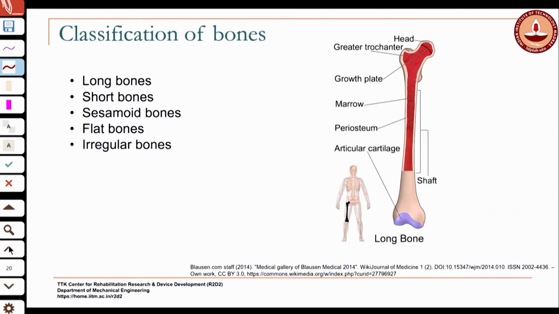So, here is your long bone, like we saw the femur. You can see there that is the head of the femur, which is like a ball, which forms the joint with the pelvis or the hip bone.